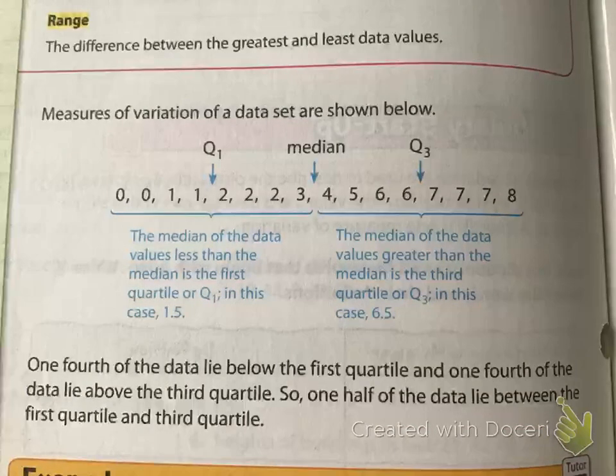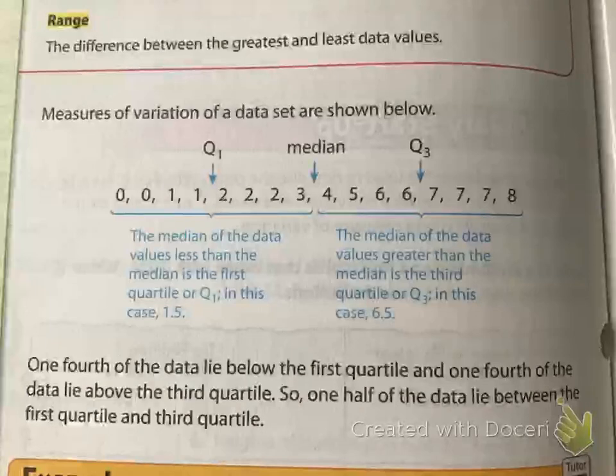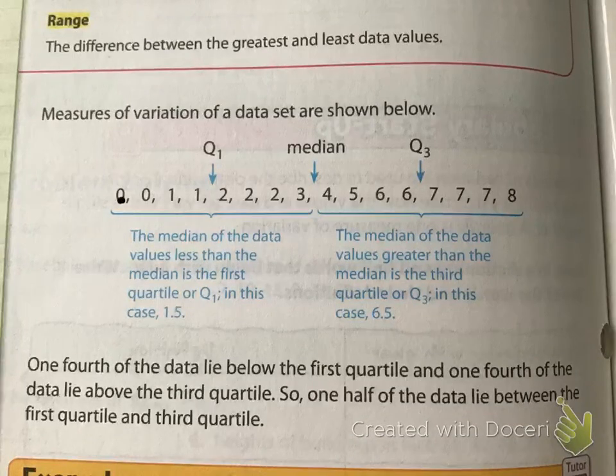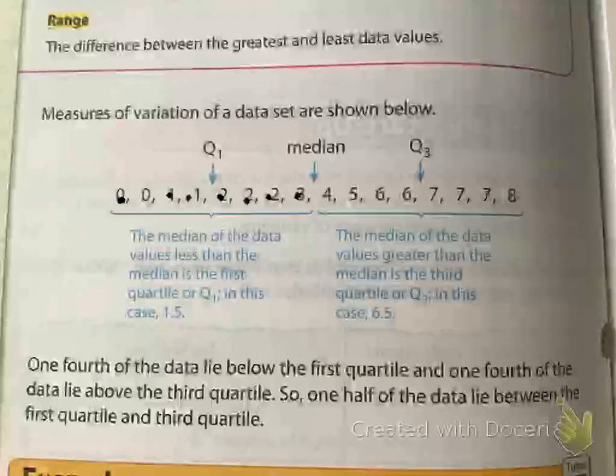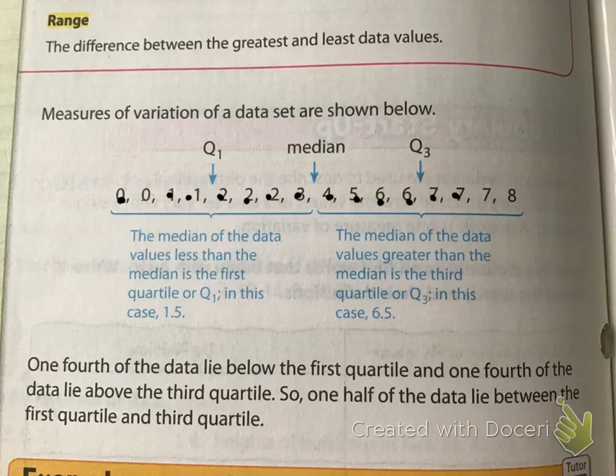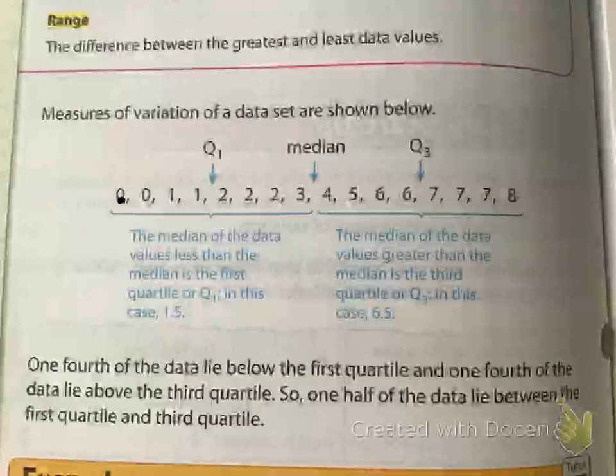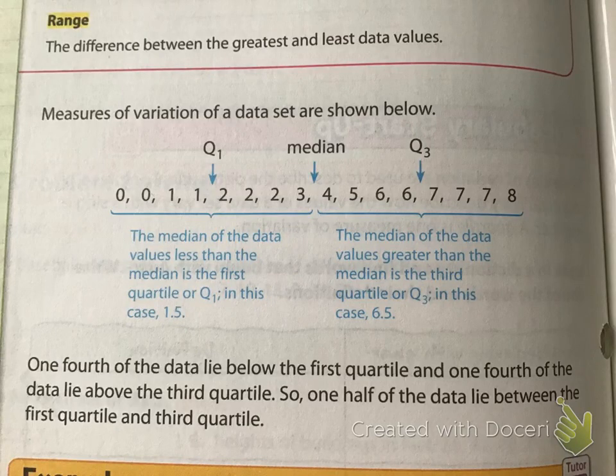If we see this, the measures of variation are shown below. So we have our numbers organized. We have 1, 2, 3, 4, 5, 6, 7, 8, 9, 10, 11, 12, 13, 14, 15, 16, because they like to make our lives difficult. Number sets are always better when they're odd to find the medians.